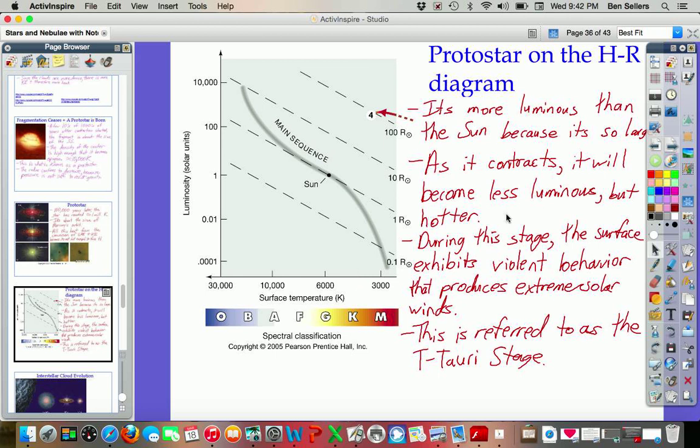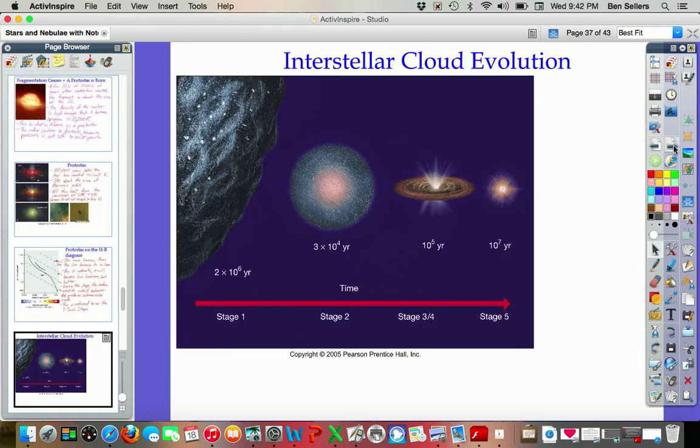During this stage, the surface exhibits an extreme solar wind, and we refer to the star at this point as the T-Tauri star. This is kind of just a diagram, right? This thing's a huge nebula. Then it breaks into a fragment, and then you have the star starting to form with a disk around it, which will eventually become planets, of course.